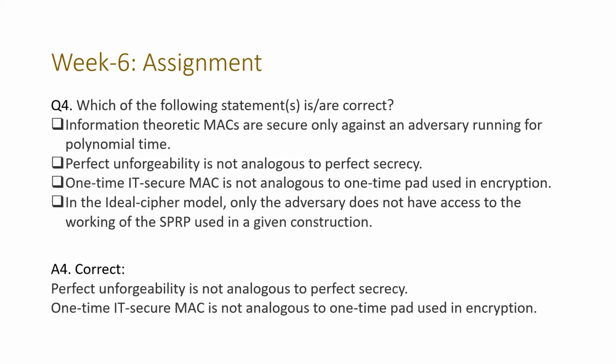But in case of perfect unforgeability, which is the case of, say, information theoretic MAC, you are allowing the adversary to have unbounded computational power, but the adversary can come up with a valid message tag pair with some negligible probability. It is not exactly 0. So that is the difference between these two cases. They are not analogous. Perfect unforgeability is not analogous to perfect secrecy. This is true.